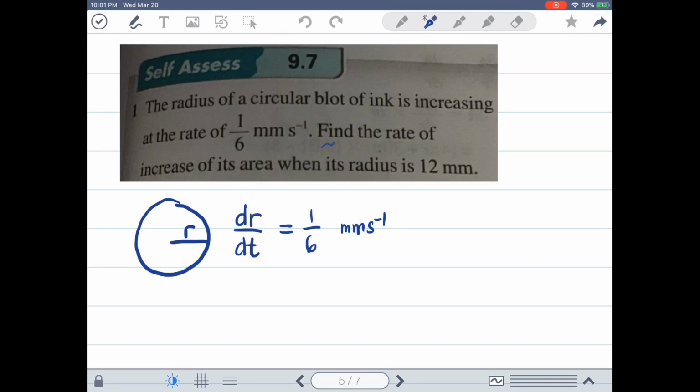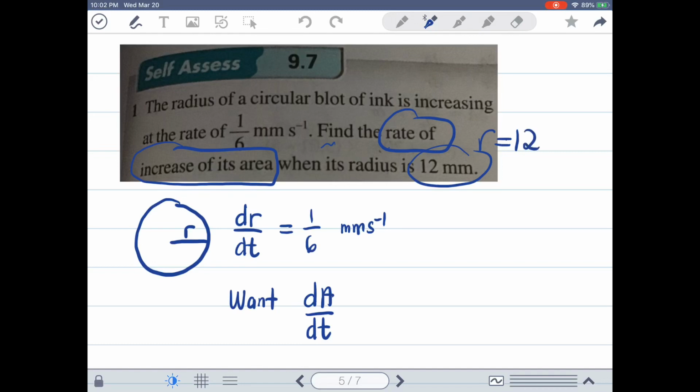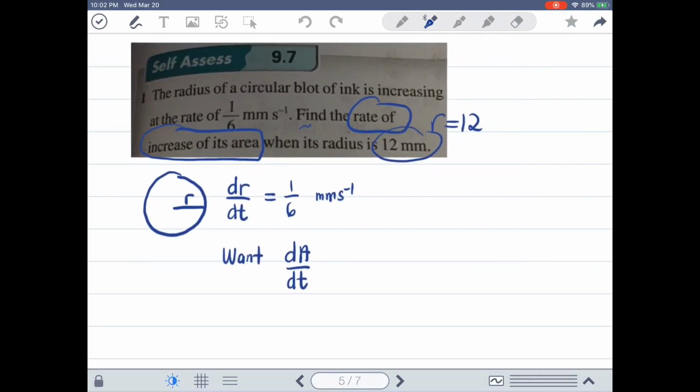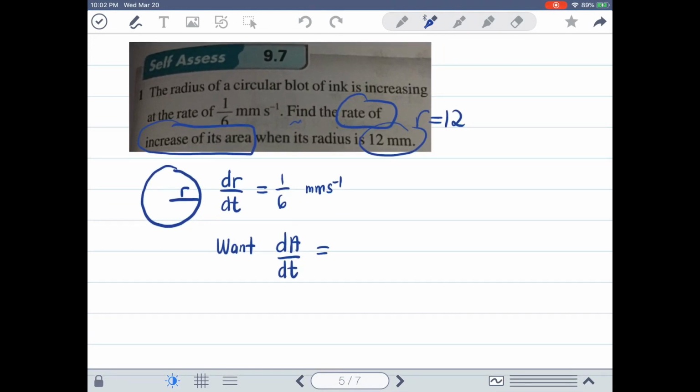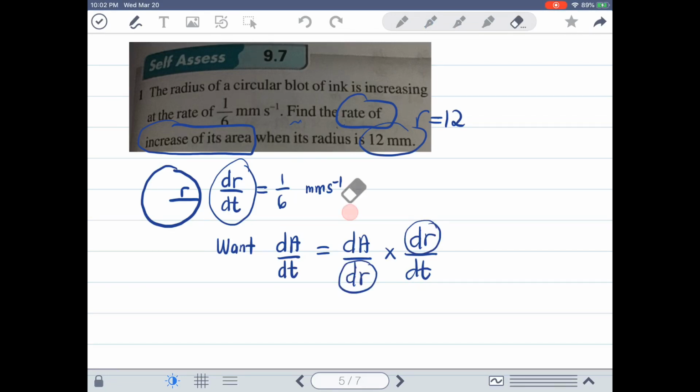And then find the rate of increase of area. So we want to find dA over dt, the rate of change of area, when radius r equals 12. So if we want dA over dt, according to the chain rule, this is just equal to dA over something times with something over dt. And from the question, you can see that it is given dr over dt. So here we put dr, and if this here is dr, then here should also be dr, as if we can cancel them.